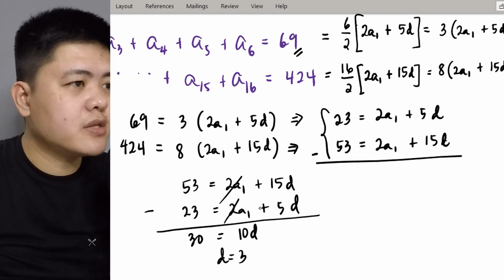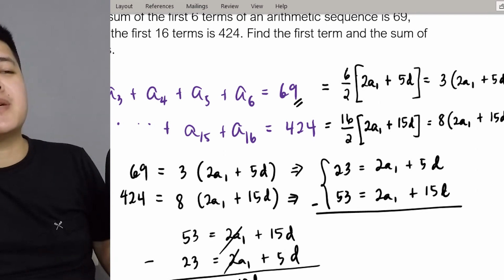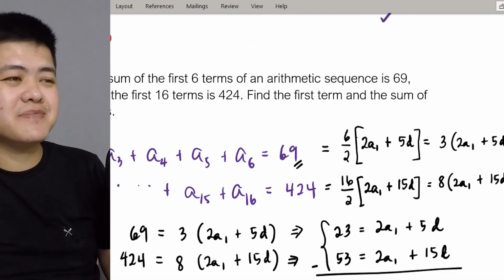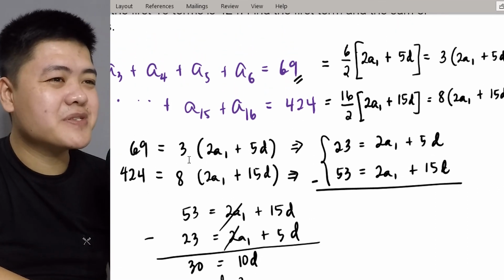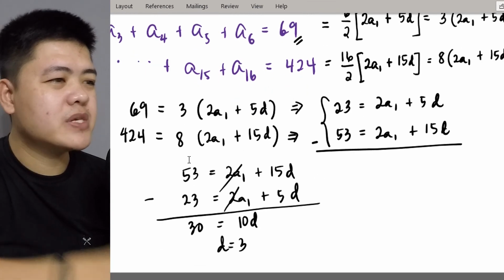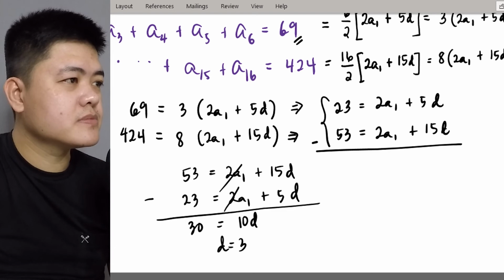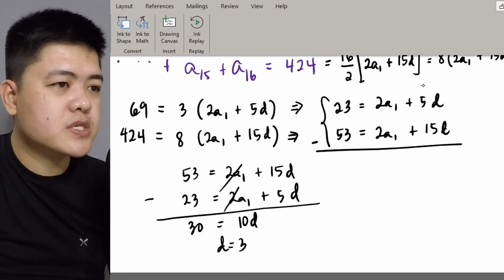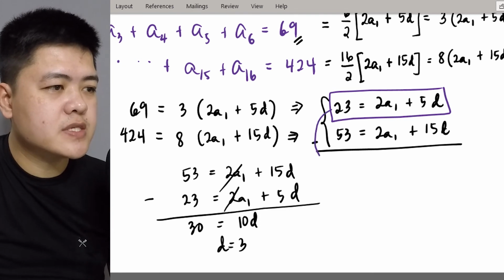Kaso hindi yung tanong. Ang tanong ay, anong tanong? Find the first term and the sum of the first 10 terms. Find the first term. So first term pala yung kinukuha. So how do we get the first term? I think we can use this equation. Ito na lang gamitin natin to. Okay, so let's use this.